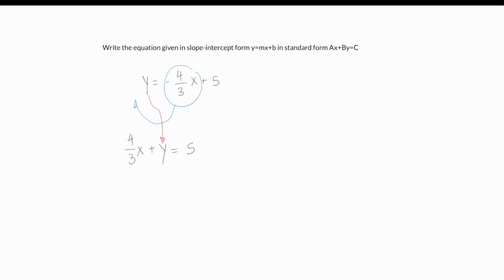The only problem is you have a fraction, and my a, b, and c in standard form, they all need to be integers. So I need to turn 4/3 into just a 4. And for that, I will multiply it by 3 so that this 3 and this 3 cancel. The problem is you need to multiply the rest of the terms by 3. So now, instead of 4/3 x, I have 4x. Instead of y, I have 3y, and instead of 5 I have 15, and here you have your standard form.